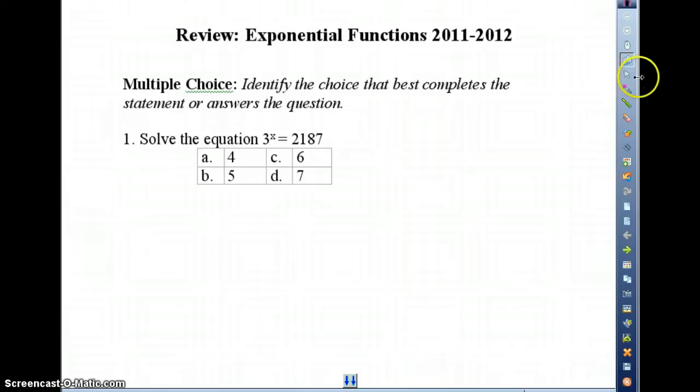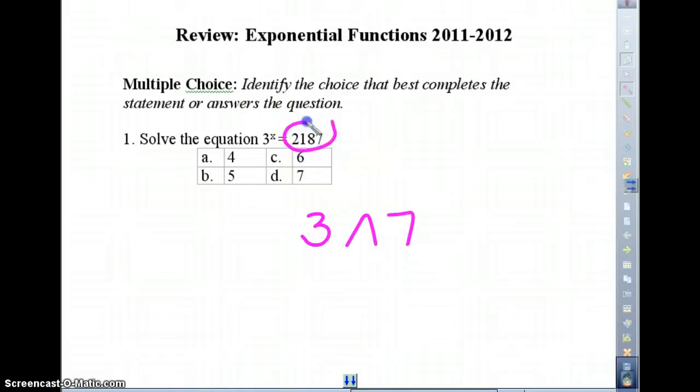Did anyone get the answer? Yes, ma'am. What is it? 7. I hear 7. Did anyone else get 7? Did you put 3 raised to the 7th power in your calculator, and did you get that for an answer? Okay, then the answer there is D.